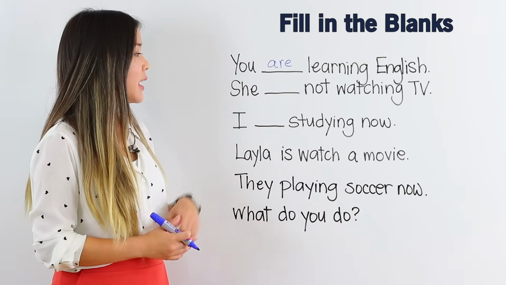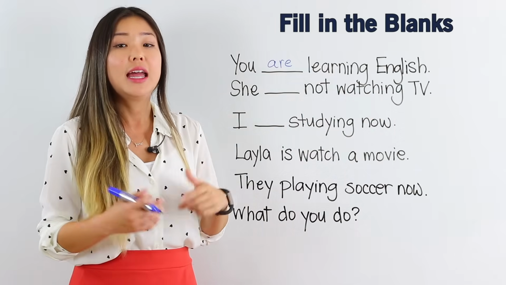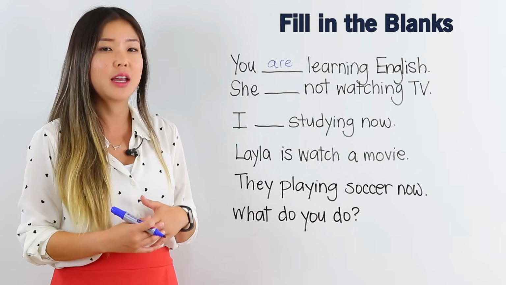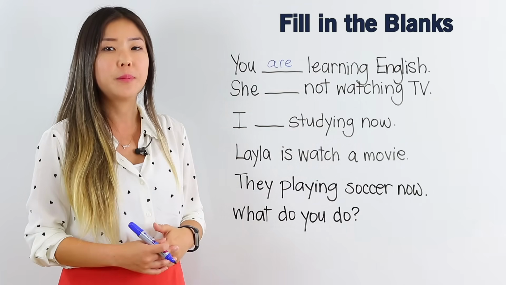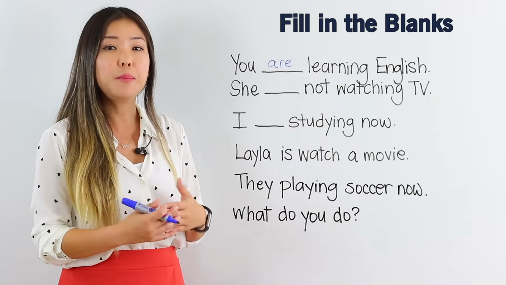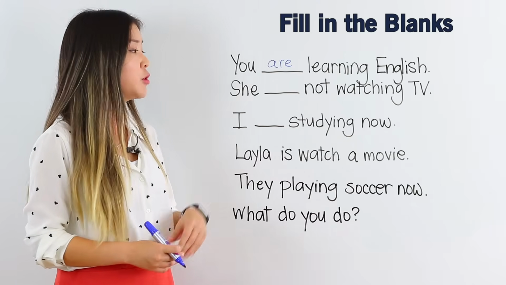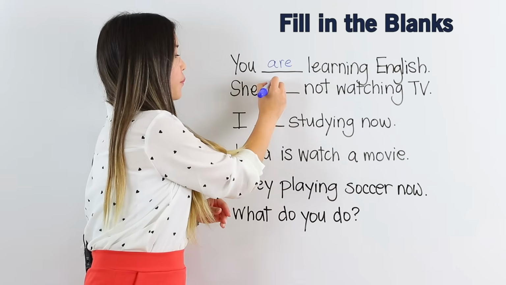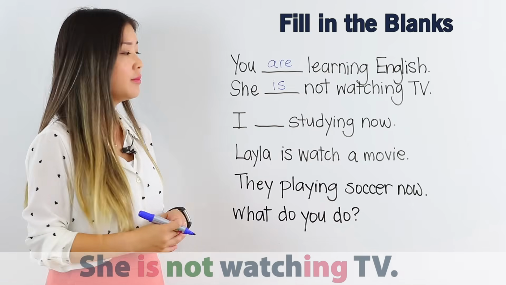The next sentence says, she blank not watching TV. This is the negative form of the present continuous tense. We have the word not before the verb ing. However, we're missing the be verb again. What is the be verb to use if the subject is she? The correct answer is, she is not watching TV.